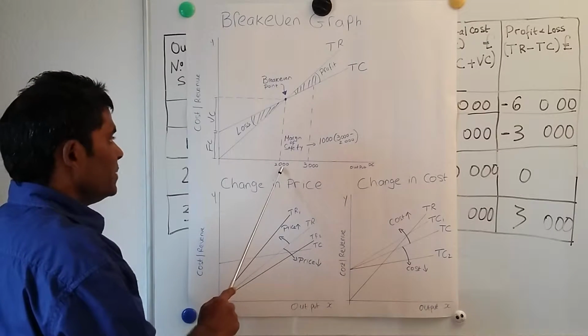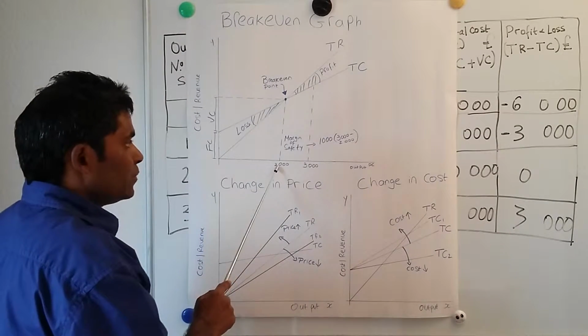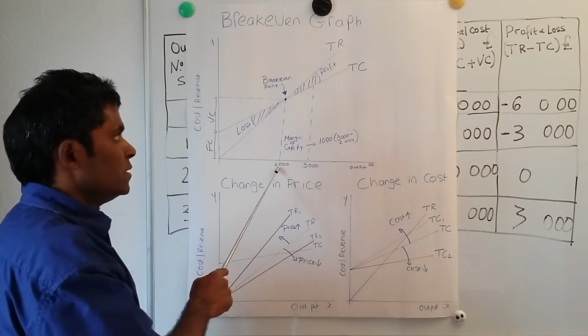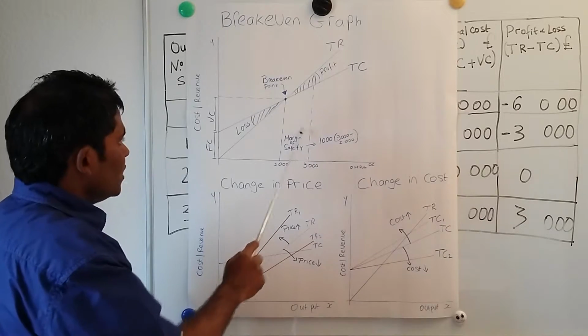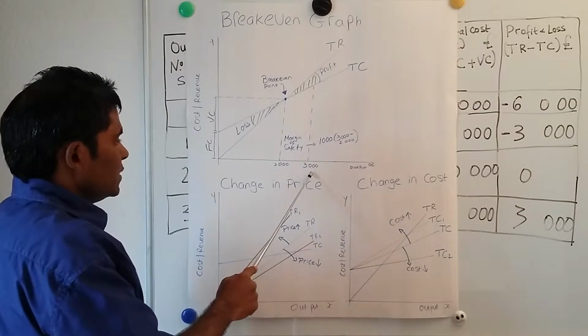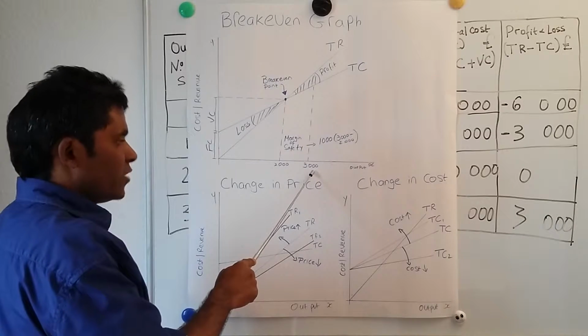Any production below 2,000 will lead to loss. Any production above 2,000 will lead to profit. There is a margin of safety. It is obtained by subtracting 2,000 from 3,000.